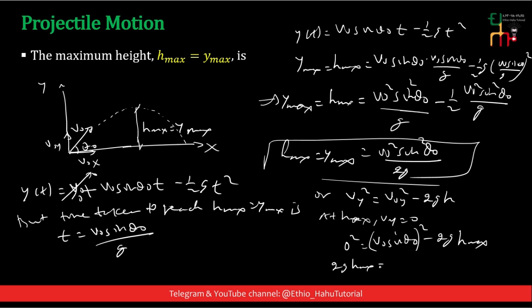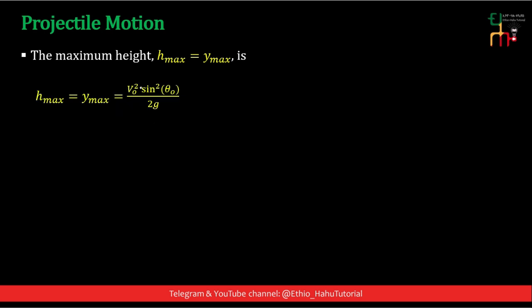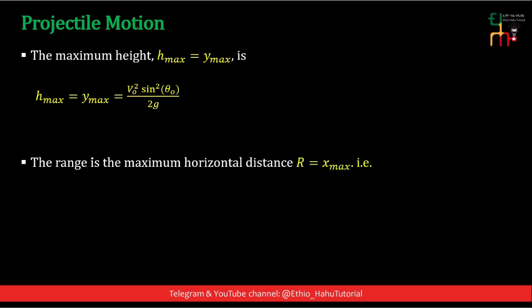2g h max is equal to v naught sine theta naught the whole square, which means v naught square sine square theta naught. Divide both sides by 2g. Therefore, h max is equal to v naught square sine square theta naught over 2g. Therefore, h max or y max is equal to v naught square sine square theta naught divided by 2g. To find the range, the maximum horizontal distance, r is equal to x max.